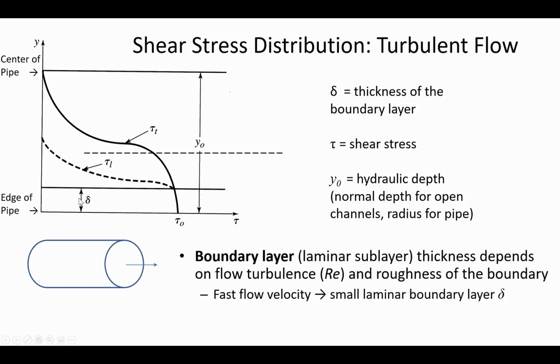Now, if you have fast-moving water, like if through most of the pipe the water is moving at a pretty good speed, then that means you're going to have a thin, small laminar sublayer. But if the water moving through the pipe on average is slow moving, then that means your boundary layer is going to be thicker. So you'll have a large laminar boundary layer.